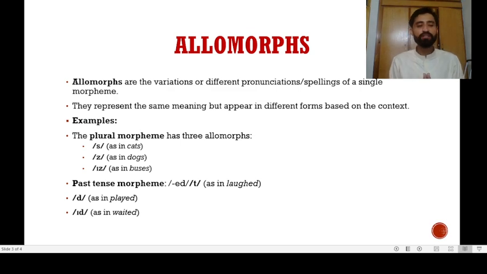The second one is played. So play is the root word, and ed, the d sound, is actually the past form. It shows the past form. The next one is waited. Now ed: in the first one t, in the second one d, and the third one id. So these are the three allomorphs of the one morpheme, that is the past tense. So I hope कि आपको समझ आ गई होगी.